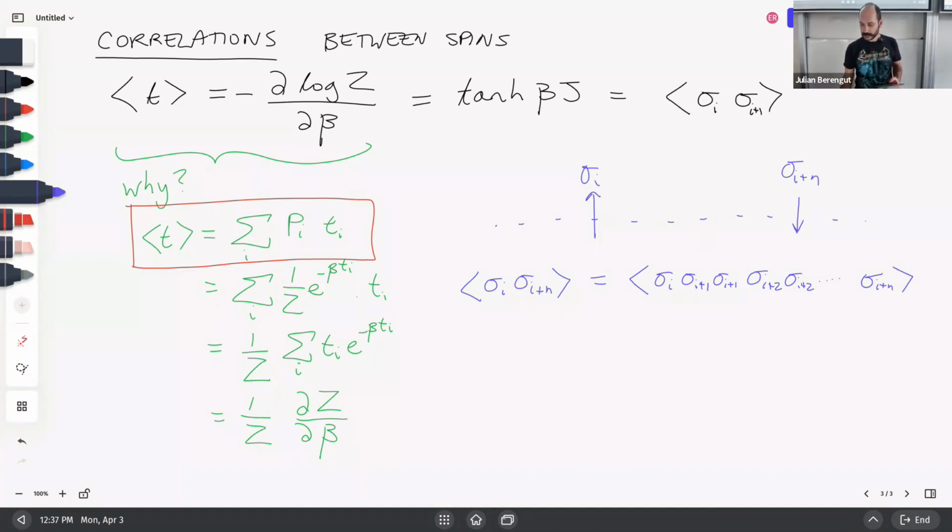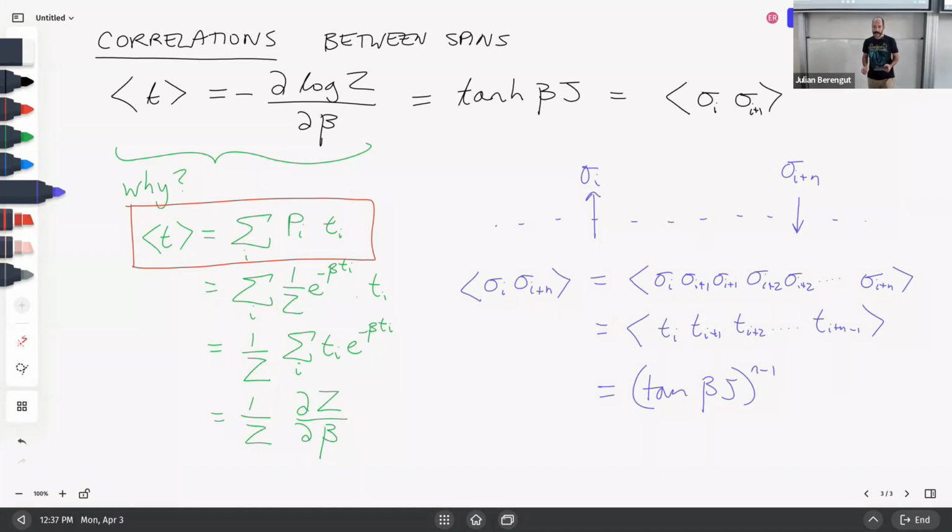And then if I look at this thing, I know what this is. This is Ti. The next part is Ti plus 1. Next term is Ti plus 2. All the way up to Ti plus n minus 1. That's my last one. And so this correlation is nothing but tan beta J to the power of n minus 1. So it's the expectation value of Ti, n minus 1 times.